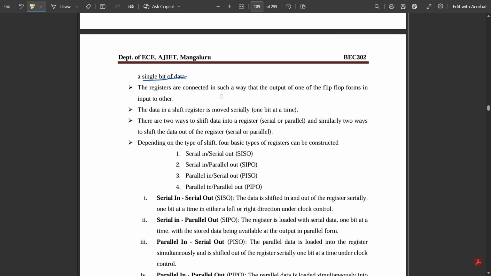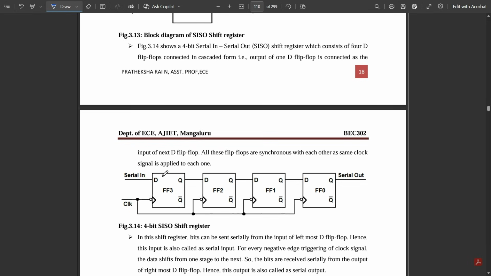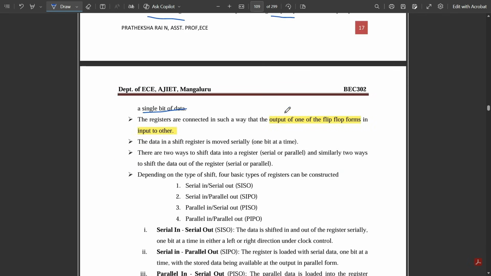The flip-flops are connected in such a way that the output of one flip-flop forms the input to the other. So you see here in this connection, the output of one flip-flop is given to the next stage input flip-flop, like this. This is basically a serial in, serial out connection. Just for the demonstration, I'm showing this. The connections are made like this for all of the shift registers. The data in the shift register is moved serially, that is one bit at a time. It moves serially, meaning that based on the clock pulse signal, it shifts the data serially, either to the left or right side.